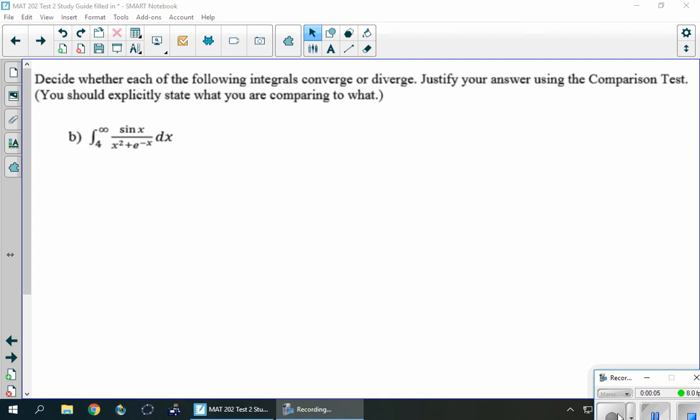Decide whether the integral converges or diverges using the comparison test. The integral from 4 to infinity of sine of x over x squared plus e to the minus x dx.